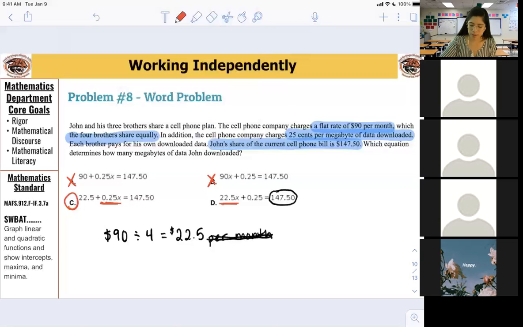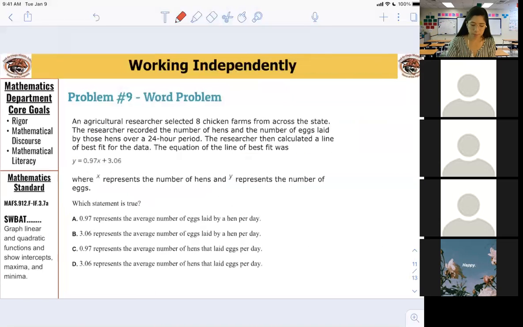All right, 2 more, almost there. Got a couple more word problems. Oh, I love this one. This one's so weird because it's about chickens. I always read this one and I'm like, that's kind of a weird thing to measure, but okay. Who would like to read this one?